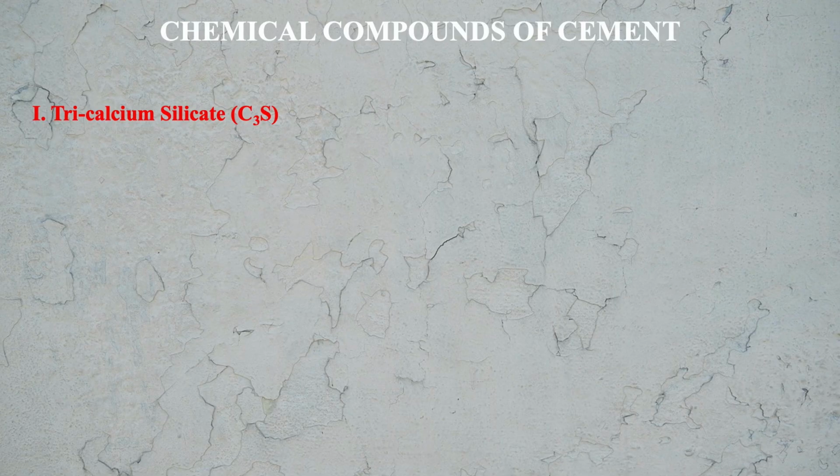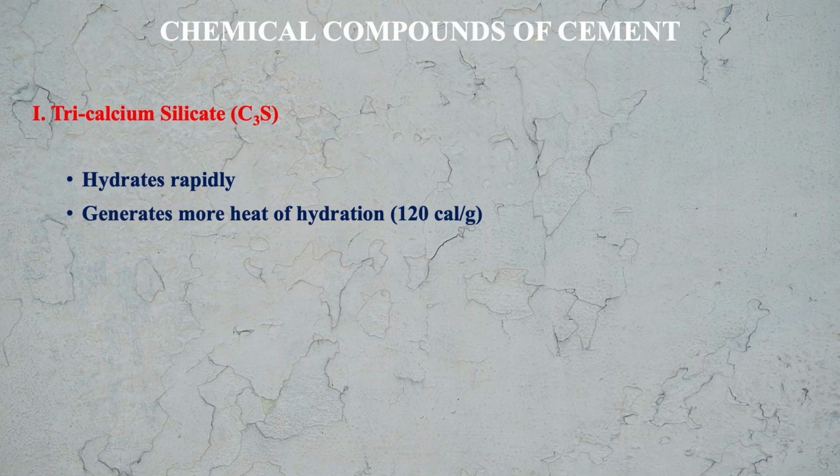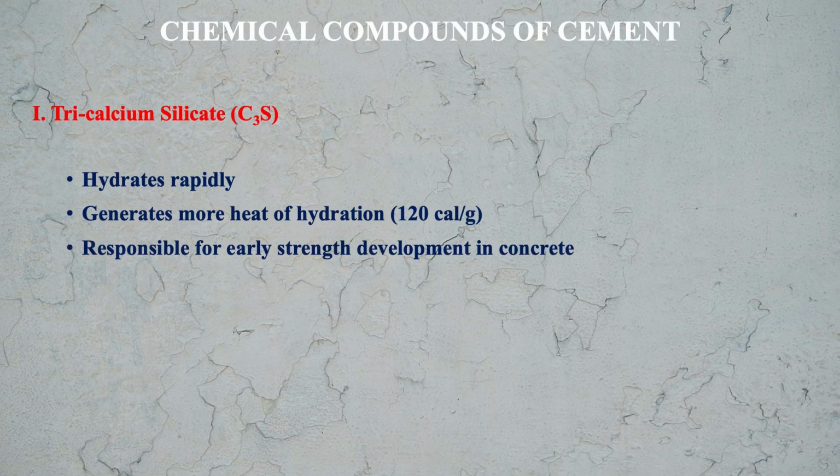Now let us see and know the properties of these different compounds. First, I take tricalcium silicate, C3S. C3S hydrates rapidly. It generates more heat of hydration, about 120 calories per gram. It is responsible for early strength development in concrete. Also, it is less resistant to sulfate attack. These are the properties of tricalcium silicate.